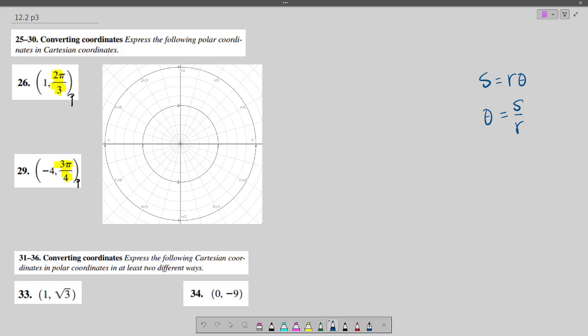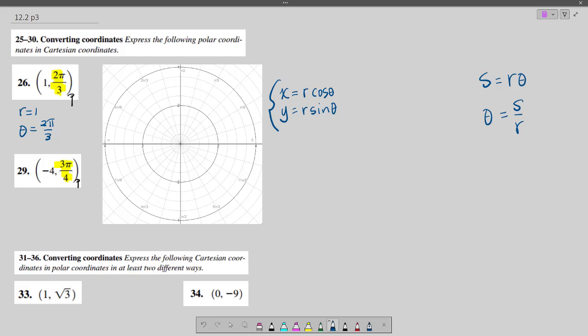So technically this could be a Cartesian point, 1 comma whatever that number is, but they're telling us that we're in polar. Okay, so this tells us that R is equal to 1 and theta is equal to 2 pi over 3. If we want to convert that to x and y, that's actually pretty easy because x is r cosine theta and y is r sine theta. So if we're going from polar to Cartesian, it's pretty easy. We just plug those numbers in there and simplify.